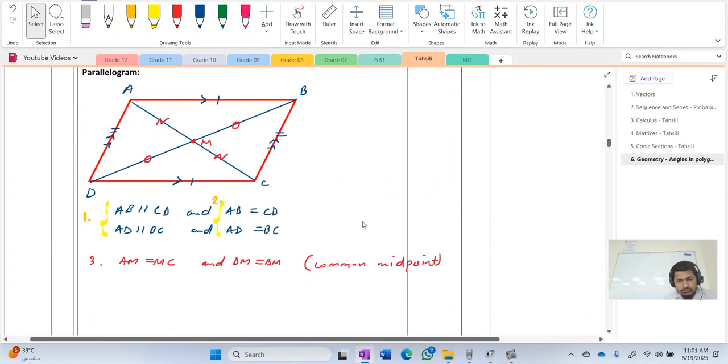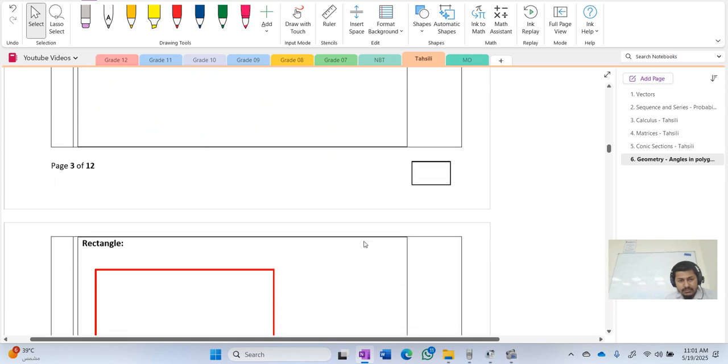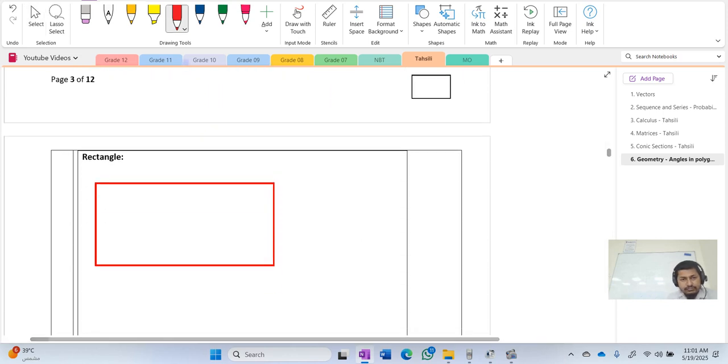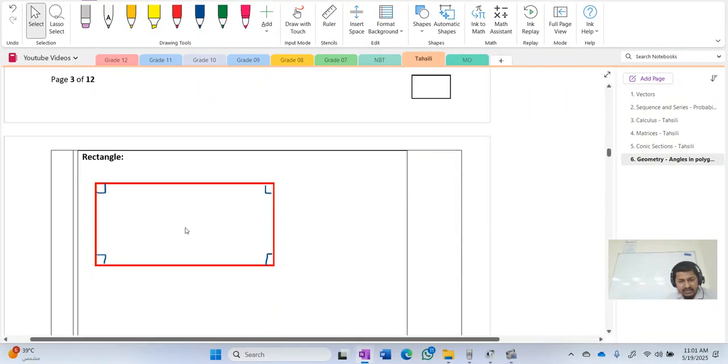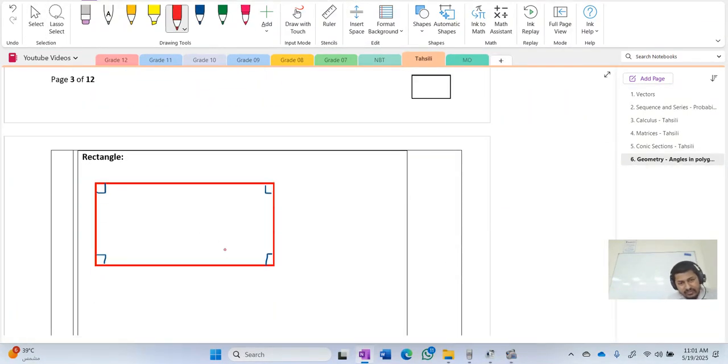In a rectangle, we have properties like each interior angle is 90, right? A rectangle is a parallelogram. In other words, all the properties here apply here. This parallel line with the M means parallelogram. So first of all, a rectangle is a parallelogram, it's a special parallelogram.